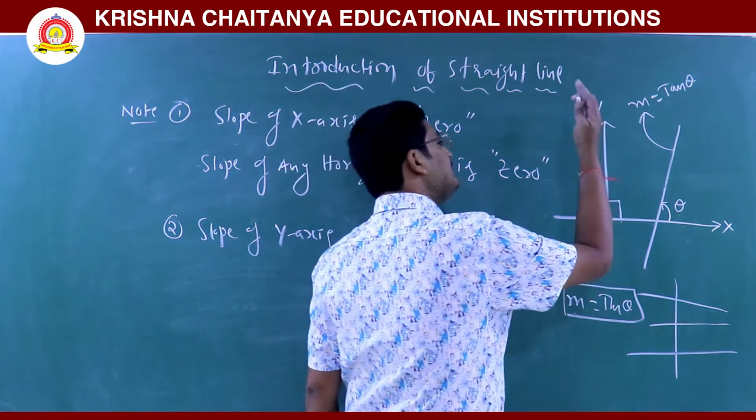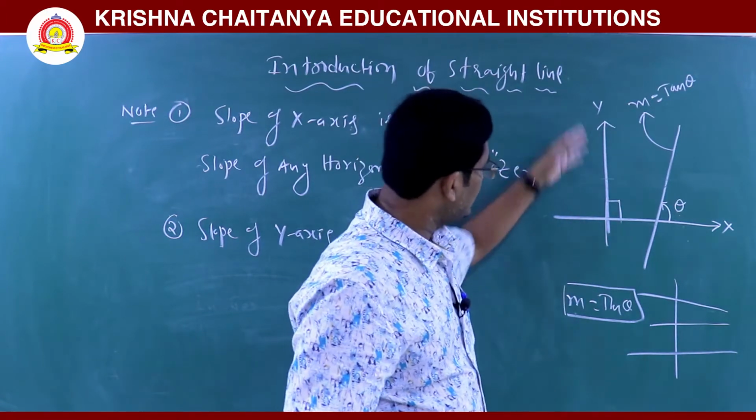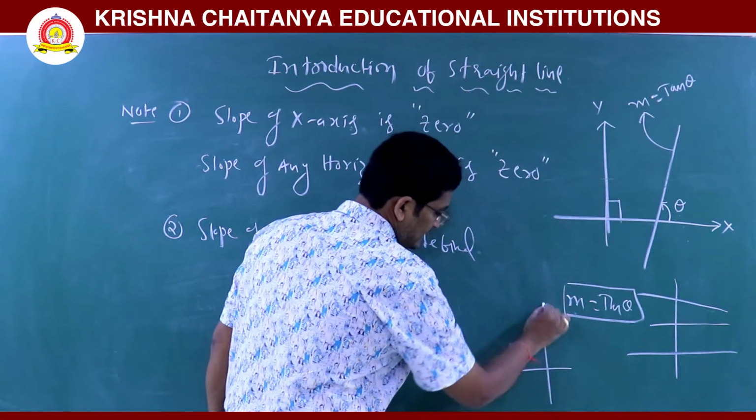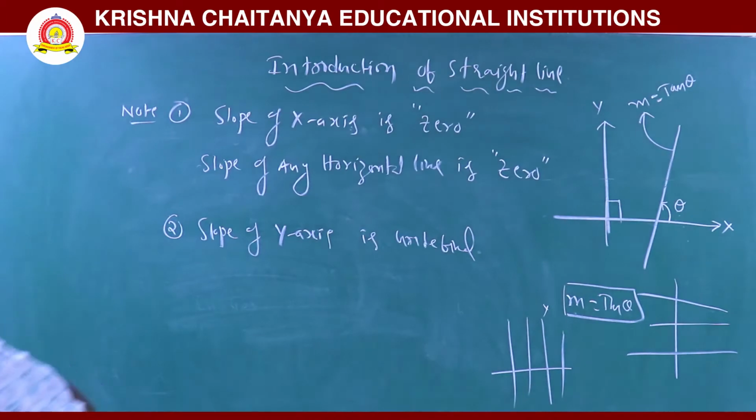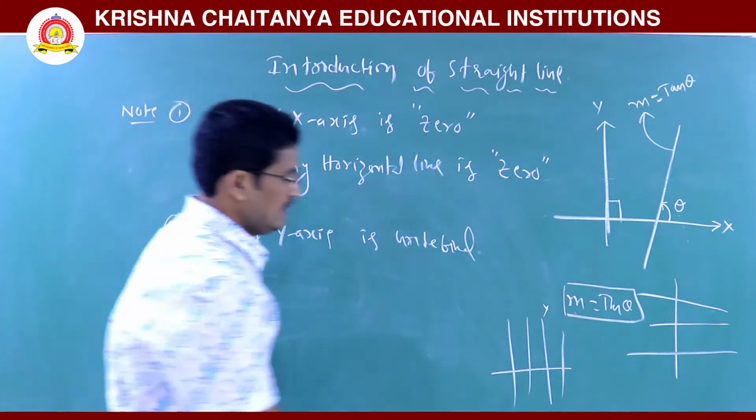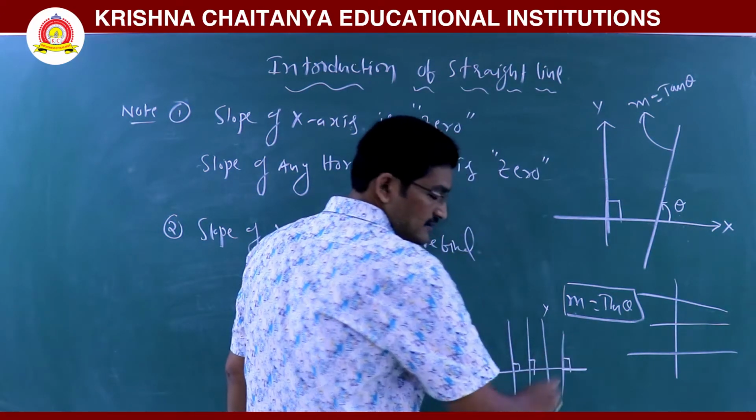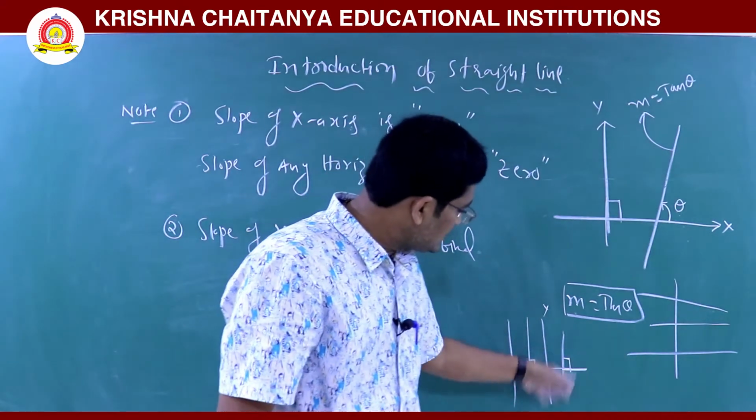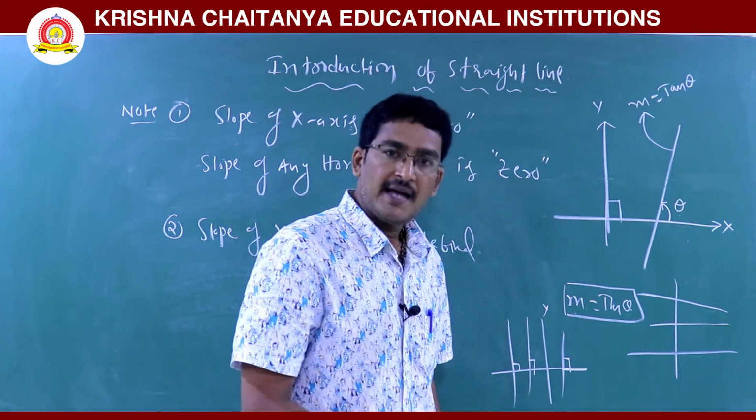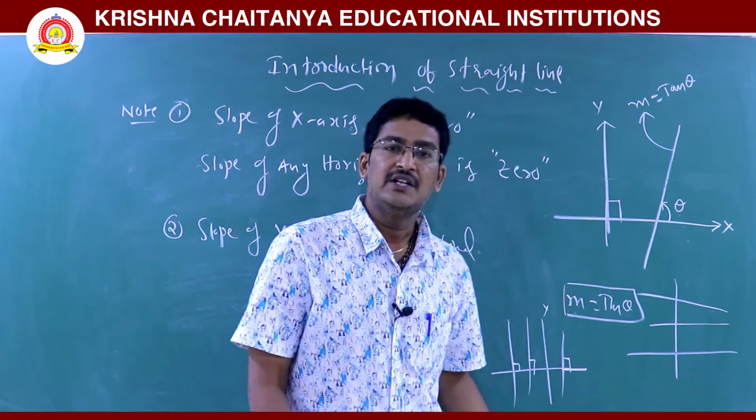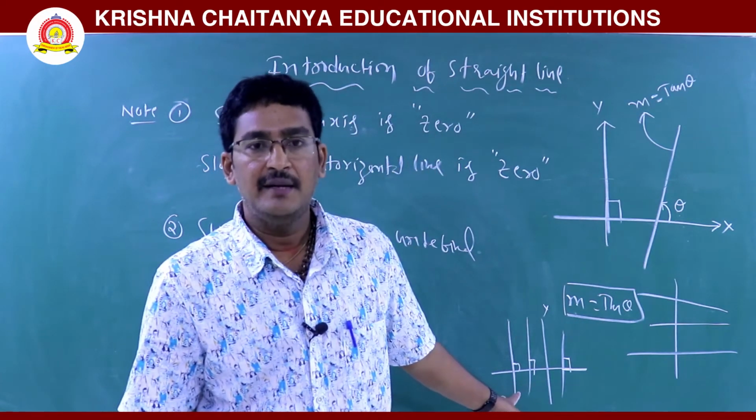Suppose you have to take any parallel line which is parallel to y-axis. X-axis, it is y-axis. Suppose you take any parallel line like this. All these parallel lines subtend an angle 90 with x-axis. That means all these parallel lines to y-axis have inclination 90. So the slope of any parallel line to y-axis is undefined, tan 90.